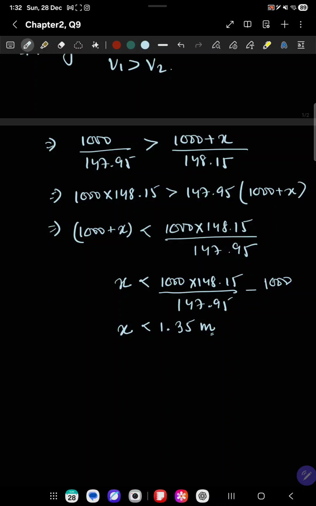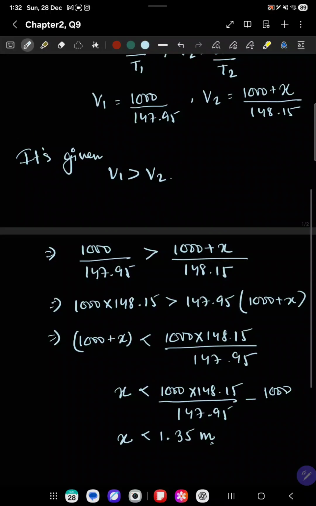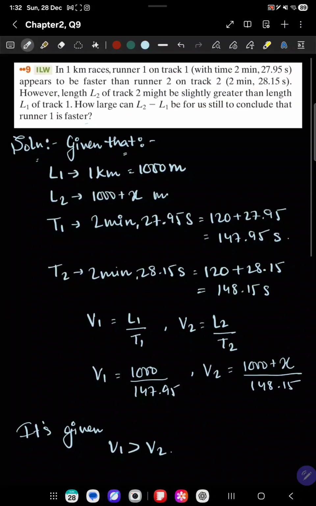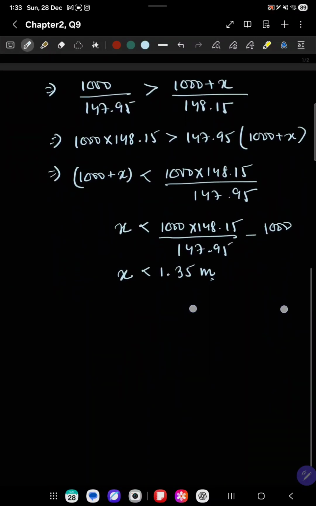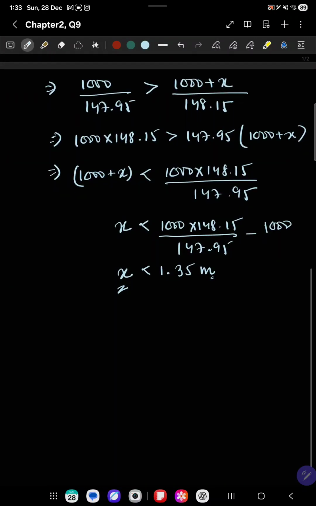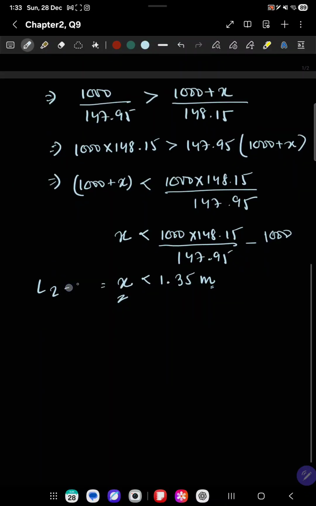So if we want to find out how large can L2 minus L1 be for us still to conclude that runner 1 is faster, here we have already written runner 1 is faster, so we have written this relation for that, and this is the L2 minus L1. So this is our answer.